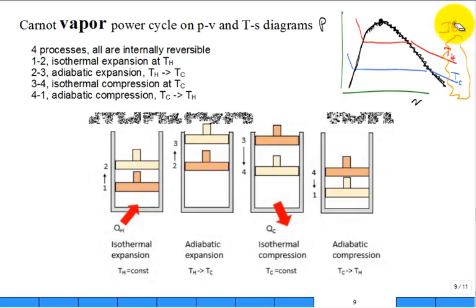Now, I need to bring in the heat at a constant temperature. So process 1 to 2. Where's a logical place to start to put state 1? So when I bring in the heat, it's going to bring it in at constant temperature, TH. Well, it's at TH. It's got to be on the red line. Let's bring it in at saturated liquid and take it to saturated vapor, 1 to 2.